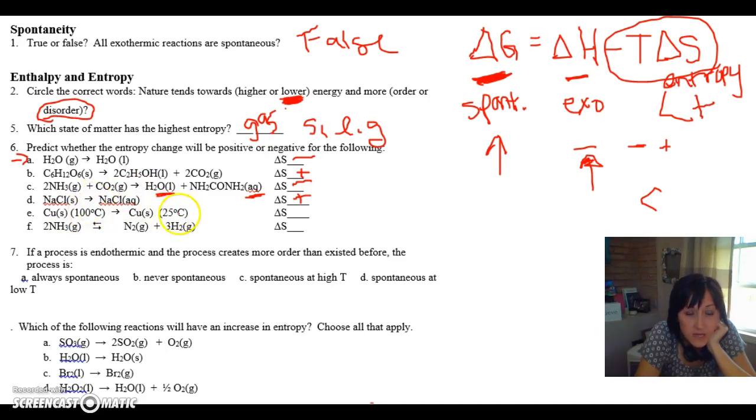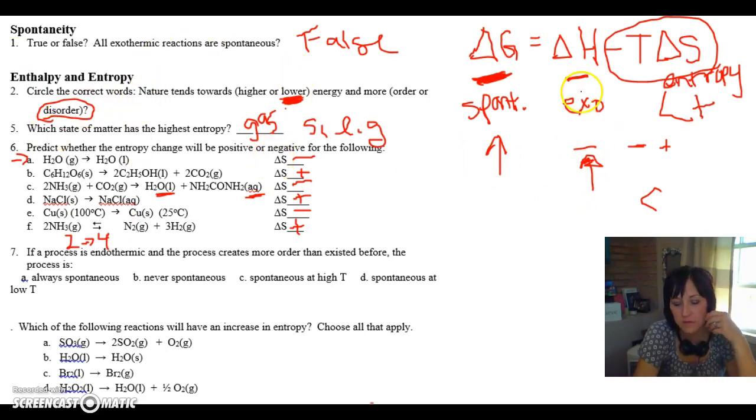Solid to solid, so temperature change. We have a temperature change of 100 to 25. So we are going negative, right? We're getting more order, so less disorder, negative. And then we have gases to gases, but we're going from 2 moles to 4 moles, so more disorder, right? Negative, positive, negative, positive, negative, positive. Yep, check, we're good. All right, so don't get those confused. Entropy is disorder. So positive means more disorder.